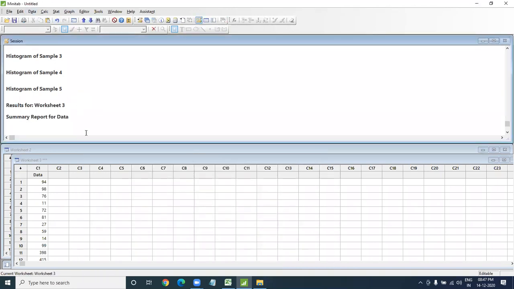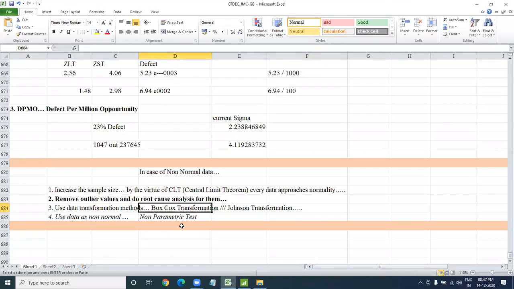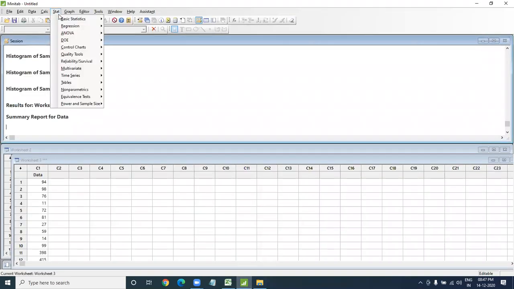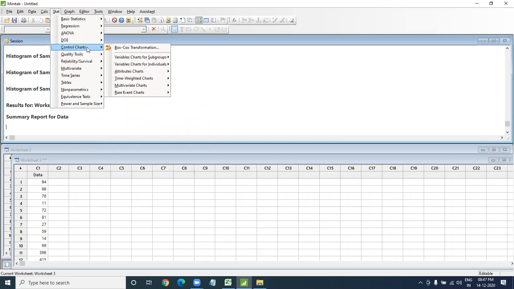Let's see how we go about this. There are two tests that we have. One is the Box-Cox transformation, another is the Johnson transformation. Johnson is more robust than Box-Cox, but still let's have a look. Stats, quality tools, and let's look at Box-Cox first. So control charts, and it says Box-Cox transformation.